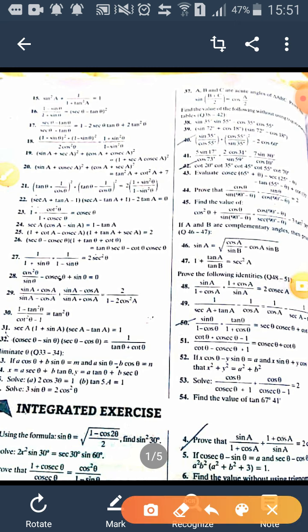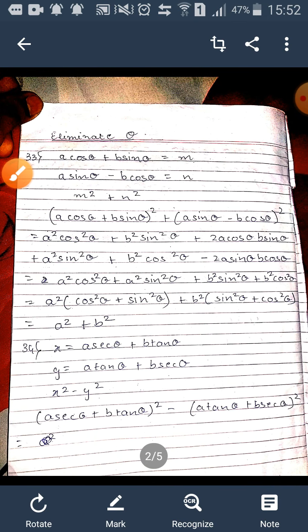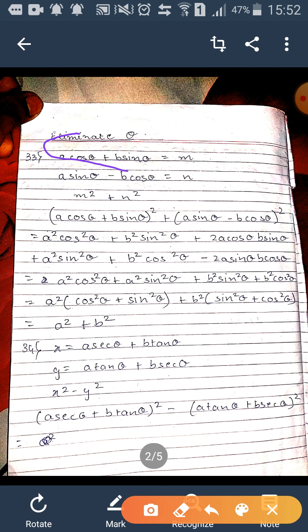The heading says that eliminate theta. Yes, and the expression says that a cos theta plus b sin theta is equal to m, and a sin theta minus b cos theta is equal to n, and you are supposed to eliminate theta. So I have copied down this thing over here. A cos theta plus b sin theta is equal to m, and a sin theta minus b cos theta is equal to n, and they have asked you to eliminate theta. So how will you eliminate theta?